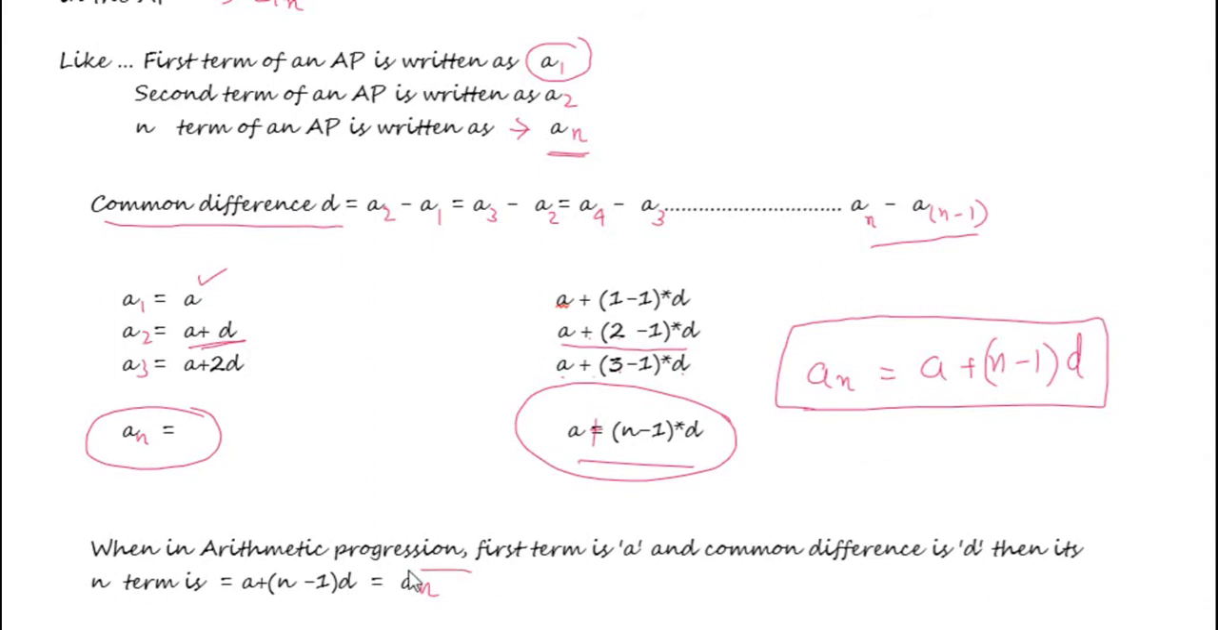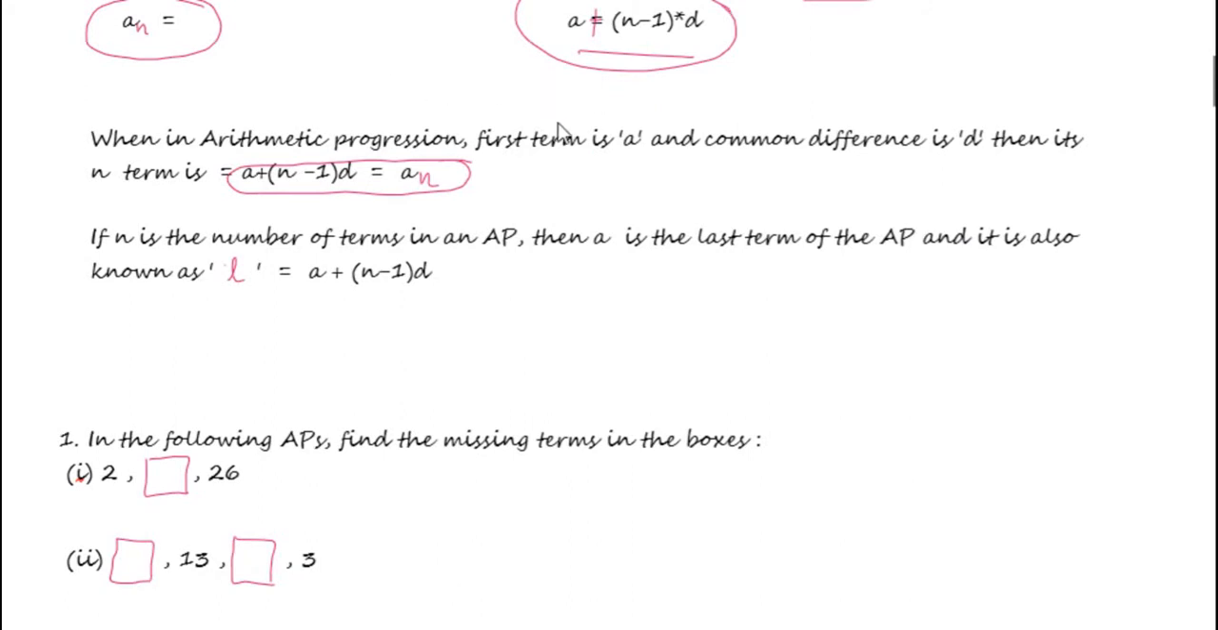Same thing is given here. The last term, that is AN, is also known as L. So the last term can be written as L, and that is nothing but A plus (n minus 1) into D. This is the introduction. Hope you are reasonably clear about what an arithmetic progression is and how to calculate the nth term. With that, let us solve a couple of problems.